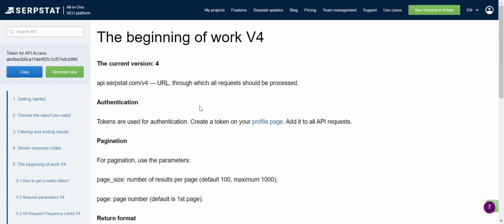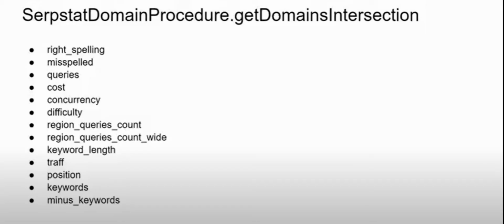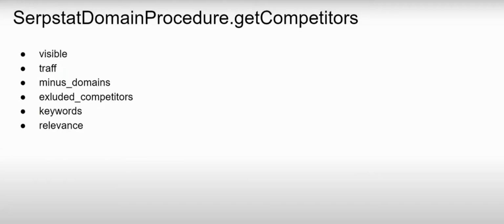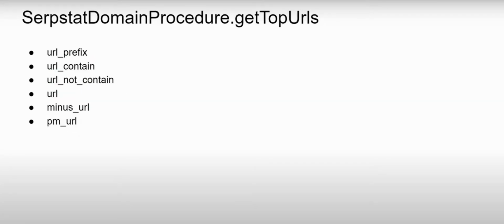In the search analysis module, as part of the abandonment of API version 3, we have completed the transfer and addition of filters to API version 4. API V.4 methods and added filters can be seen on the screen.